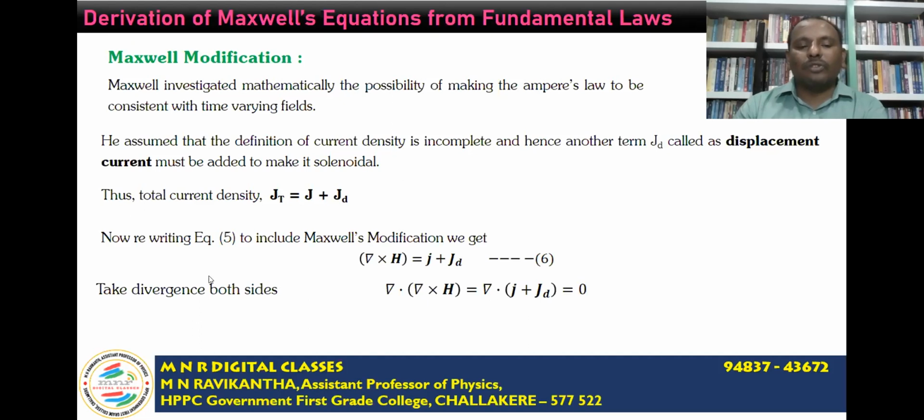Now take divergence on both sides. Del dot del cross H is equal to divergence of J plus Jd, that is equal to 0, because the divergence of curl of a vector field is equal to 0. It implies, taking divergence inside, del dot J plus del dot Jd is equal to 0, or del dot Jd is equal to minus del dot J. Rearranging the terms, we get del dot Jd is equal to minus del dot J.